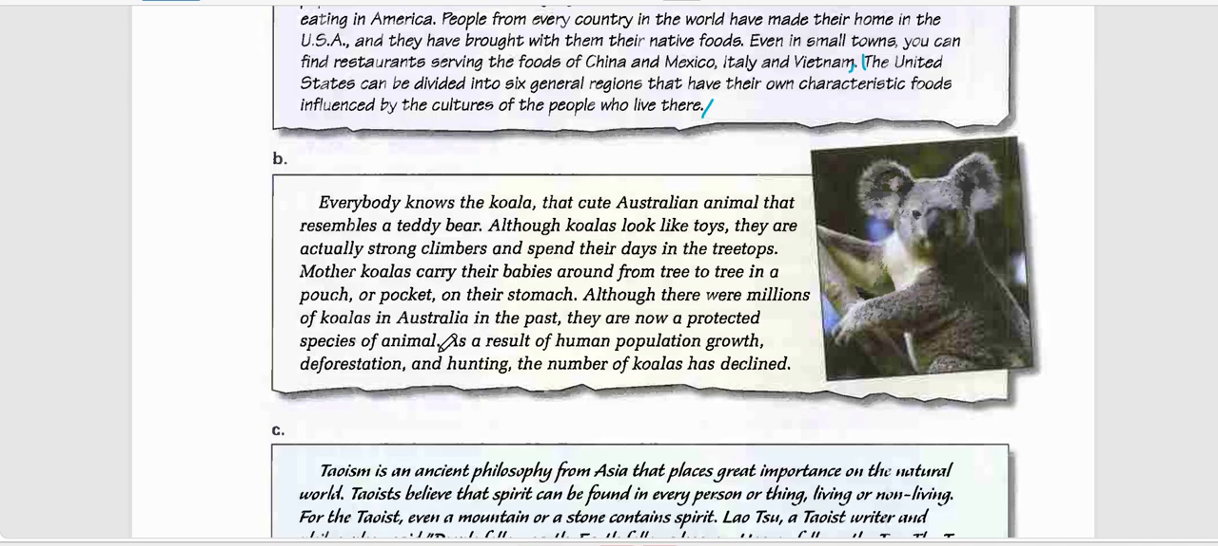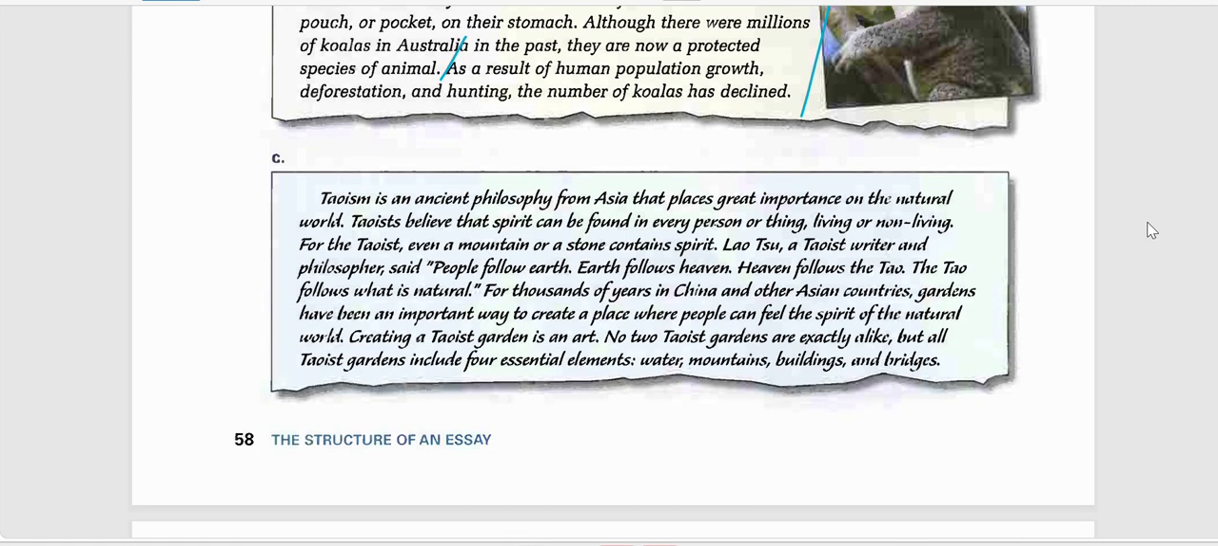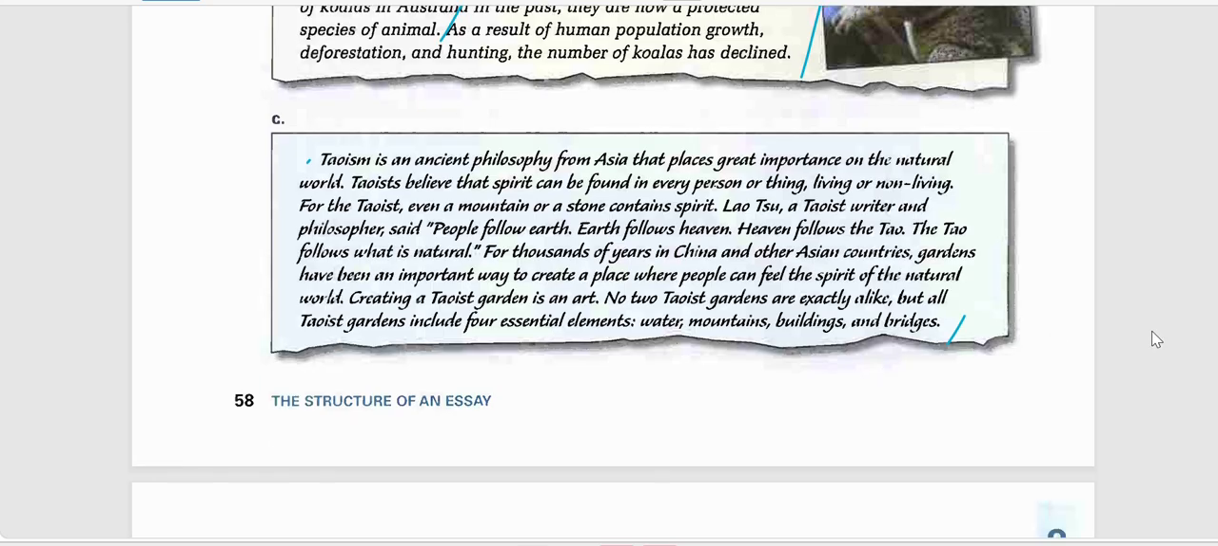So I can say from here until here is the thesis statement. Why is it a thesis statement? Because it says all the things about the introductory part here, and it gives some points here. So what the paragraphs will be talking about is population growth, deforestation, hunting of koalas, and the number of koalas that has declined. These are the points of the paragraphs. The paragraphs are going to be about these points. So you can do this yourself and find the thesis statement in this introductory part.